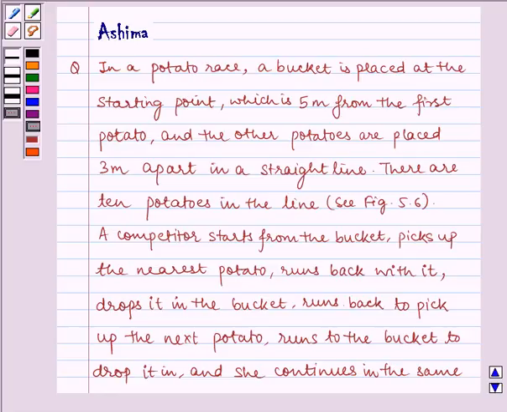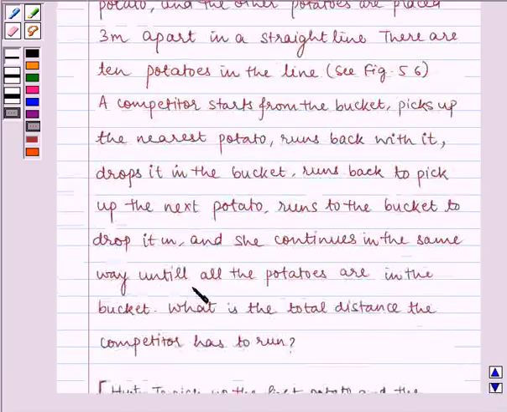Let us understand the following question, which says, in a potato race, a bucket is placed at the starting point, which is 5 meters from the first potato, and the other potatoes are placed 3 meters apart in a straight line. There are 10 potatoes in the line. See figure 5.6. A competitor starts from the bucket, picks up the nearest potato, runs back with it, drops it in the bucket, runs back to pick up the next potato, runs to the bucket to drop it in, and she continues in the same way until all the potatoes are in the bucket. What is the total distance the competitor has to run?